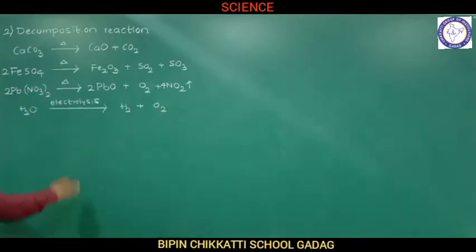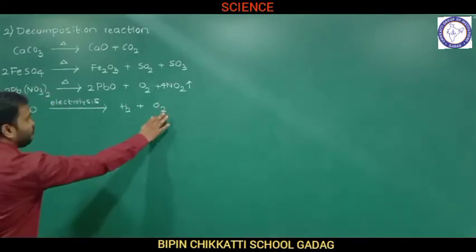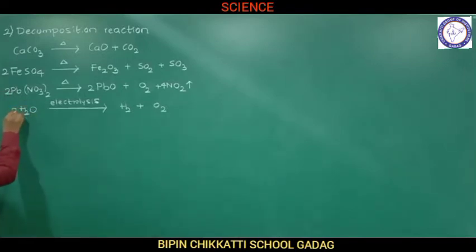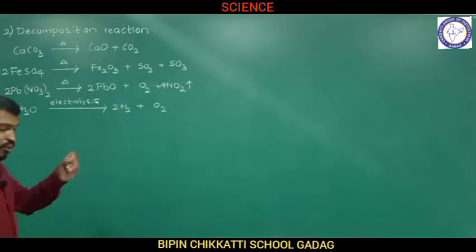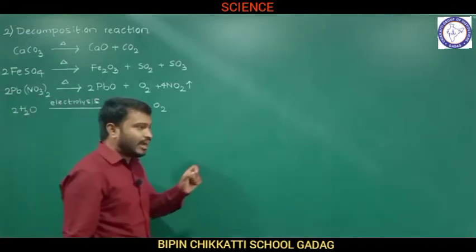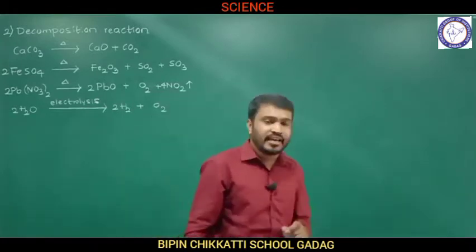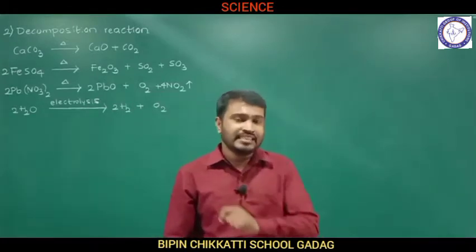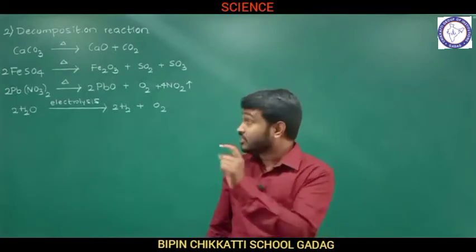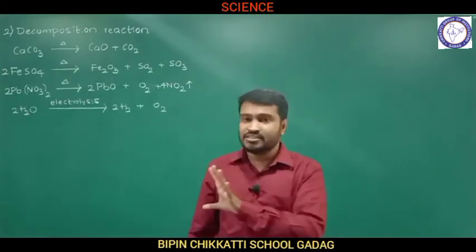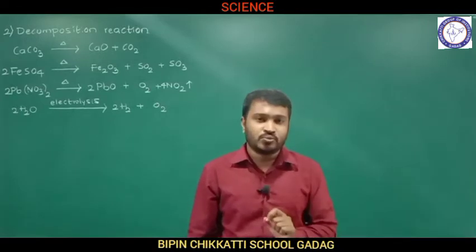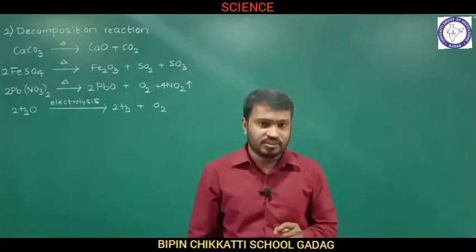For balancing this reaction, oxygen we have 2 on the product side, and on the reactant side we have only 1, therefore I should write 2 here, and hydrogen 2 into 2, 4 we have, and I should write 2 here. So from water we are going to get hydrogen gas as well as oxygen gas. But this is not as easy as it seems, because water has to be electrolyzed, then we are going to get hydrogen as well as oxygen.